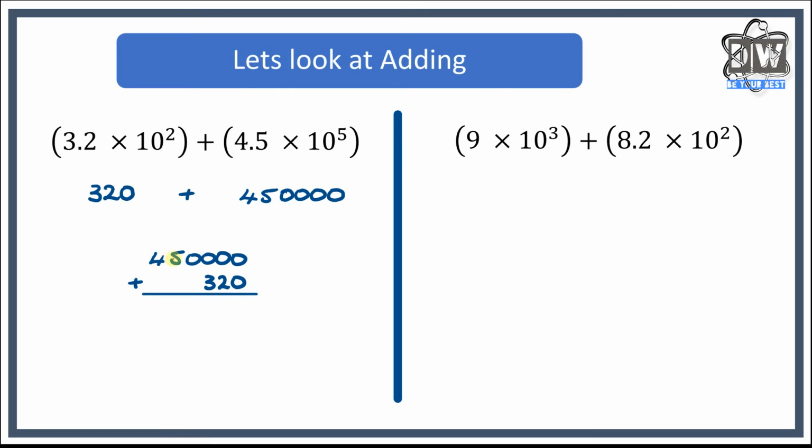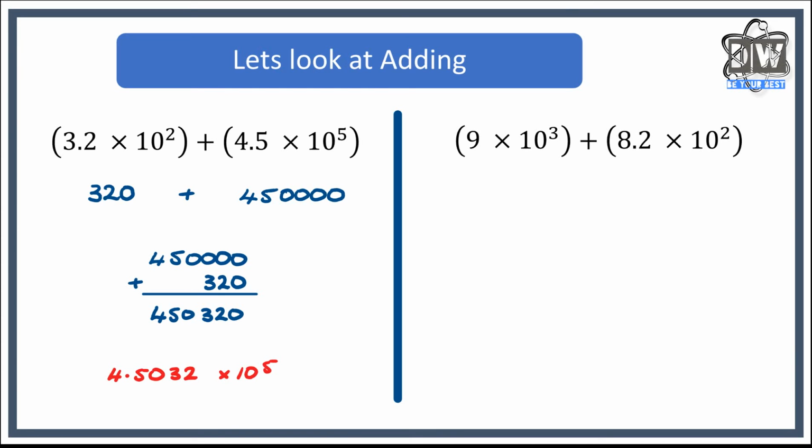So we've got 450,000 adding 320, and we end up with a number here like this. And then all we need to do as the last step is to put that number into standard form, which would give us this as our answer. We've got 4.5032 times 10 to the power of 5. And remember, you need to have watched the video on keeping in the positive standard form.